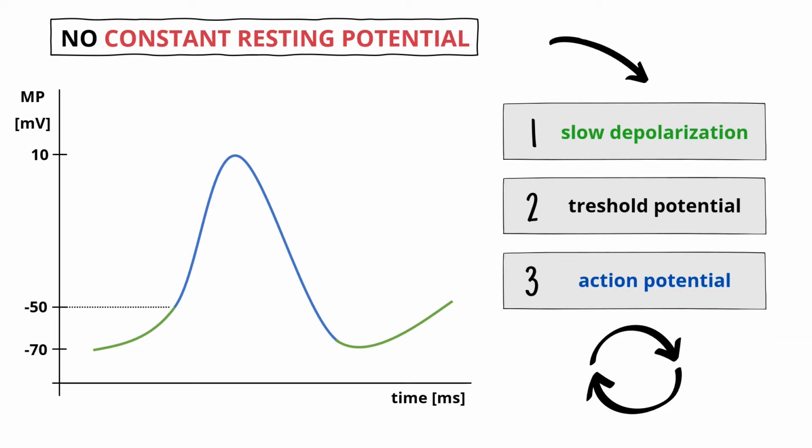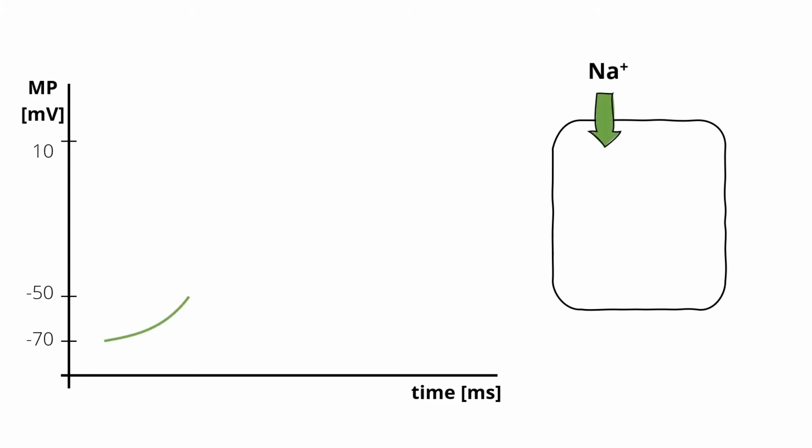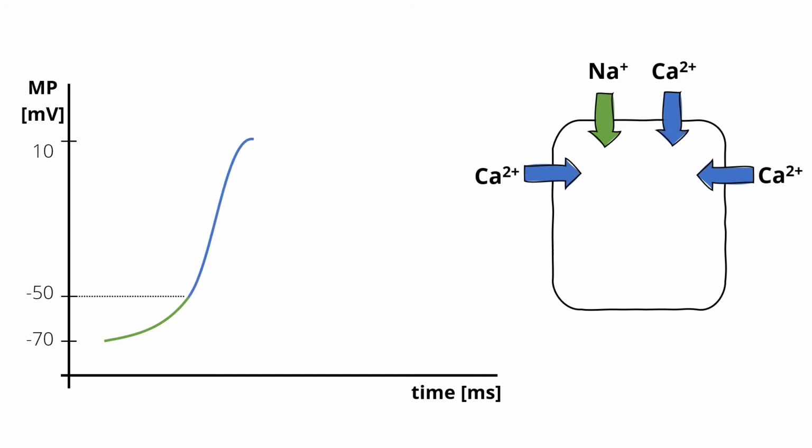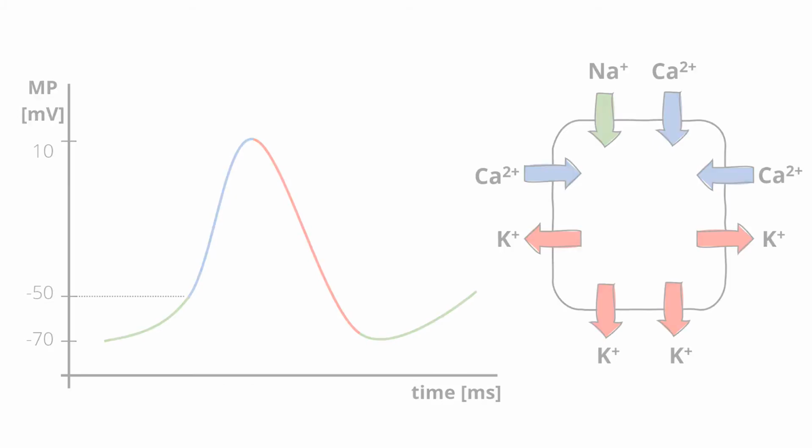Now let's look at the graph again, but this time we will explain in detail how the action potential is elicited. The first thing that happens is that sodium ions enter the cell, and because they are positively charged, they cause depolarization. When the membrane potential reaches threshold, an action potential is elicited, and positively charged calcium ions enter the cell. At around 10 millivolts, the membrane potential starts to repolarize as potassium ions leave the cell. Because they are positively charged, the membrane potential becomes more and more negative until it reaches the value of around minus 70 millivolts, and the process repeats again.